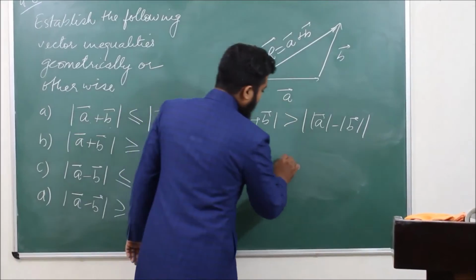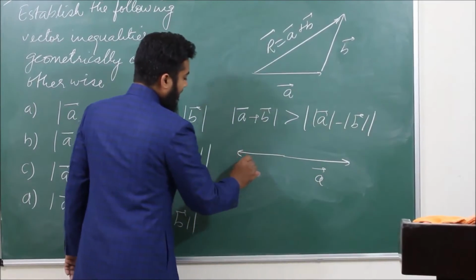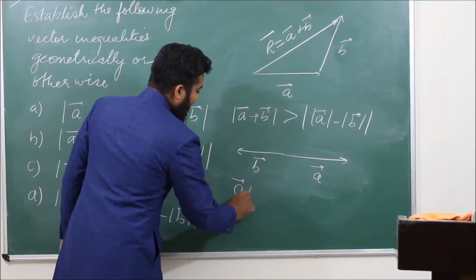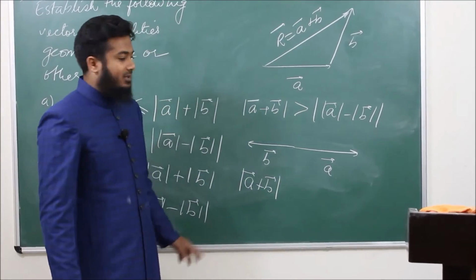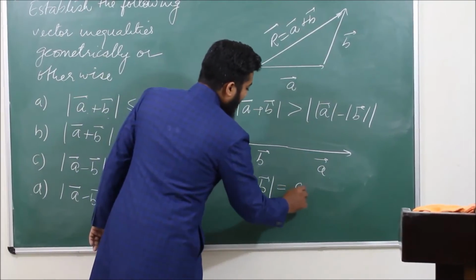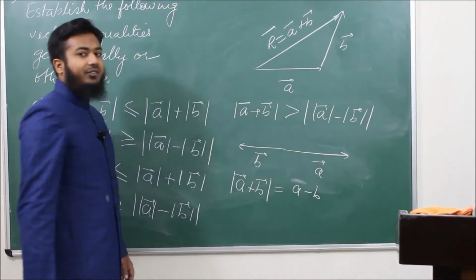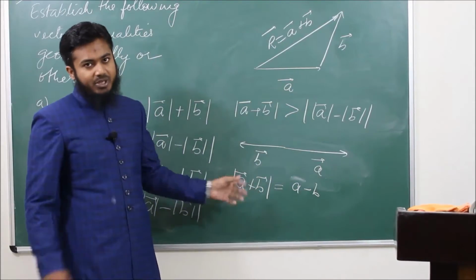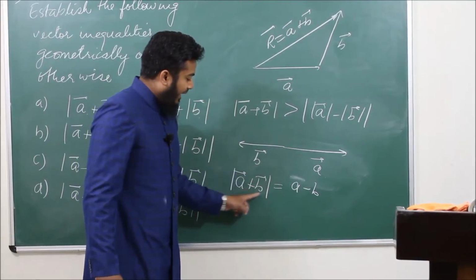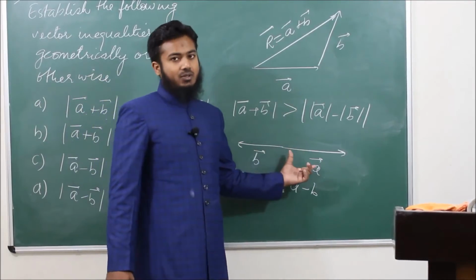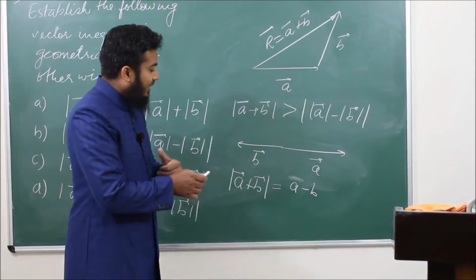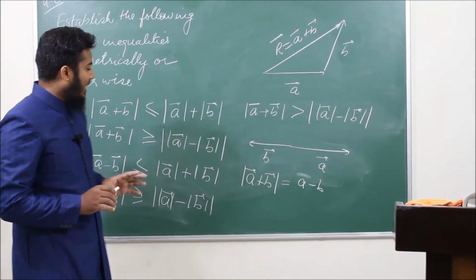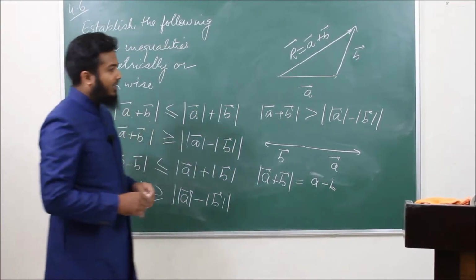See here, if you have a vector like this A and a vector like this B, what will be the resultant? What will be A plus B? If you add them, clearly that will be the difference of the lengths. So the length of A minus B will be the resultant of A plus B if the vectors are anti-parallel. So if the vectors are like this, then you can write that the magnitude of A plus B is equal to the difference of the two sides.